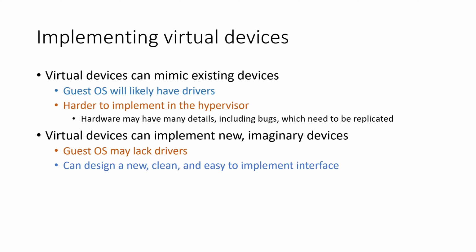So there are 2 approaches to implementing virtual devices. One is to mimic existing devices. So you choose an existing network card or an existing disk, and then you implement the virtual device to imitate that hardware device as closely as possible so that the guest operating system can use it. The advantage of mimicking existing devices is that the guest operating system will likely have drivers for that device already. So the guest operating system will understand how to talk with that virtual device because it's just like a real device that it already knows how to talk to, and then the guest operating system will just work.